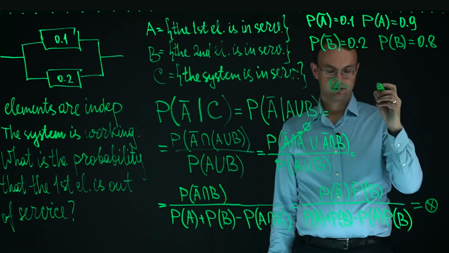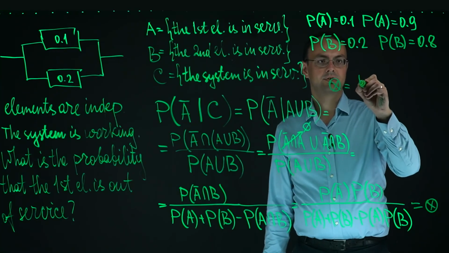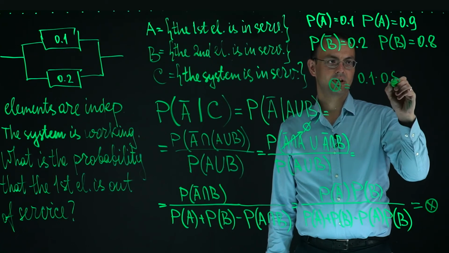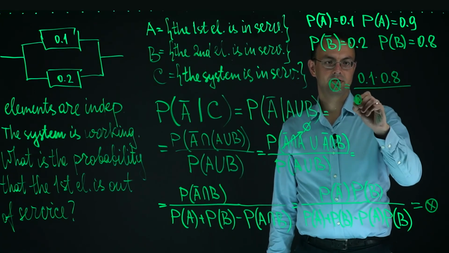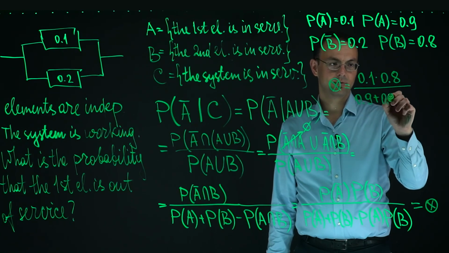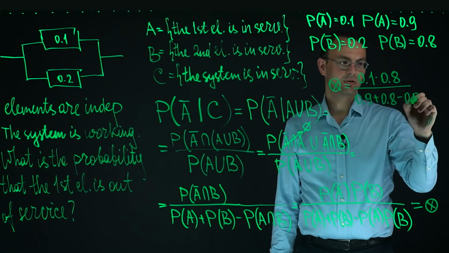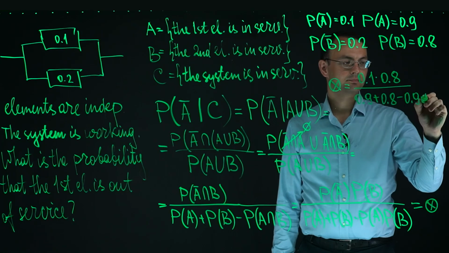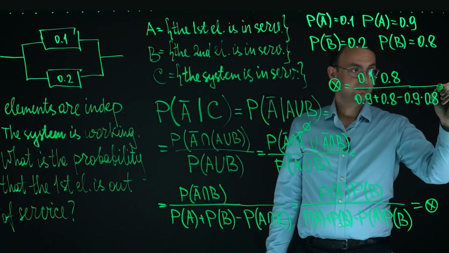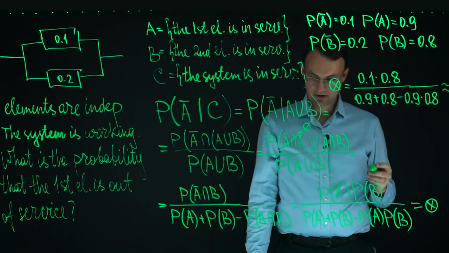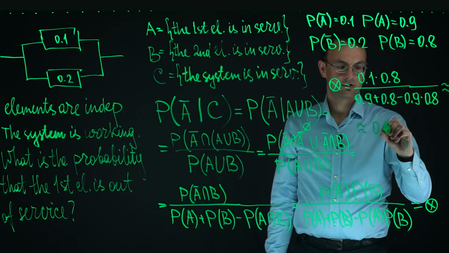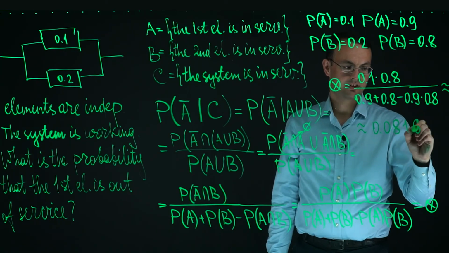And we have 0.1 times 0.8 divided by 0.9 plus 0.8 minus 0.9 times 0.8. And this is approximately equal to 0.0816.